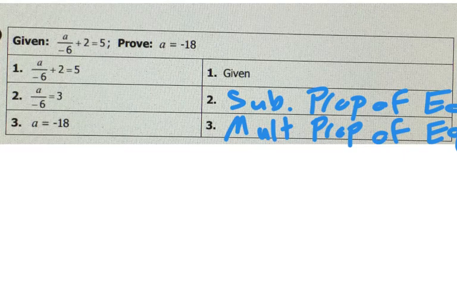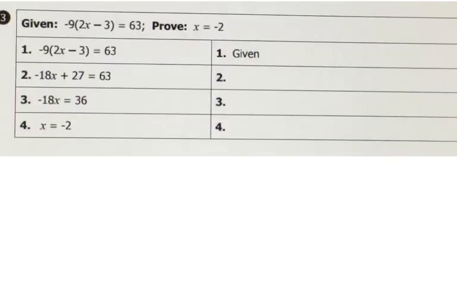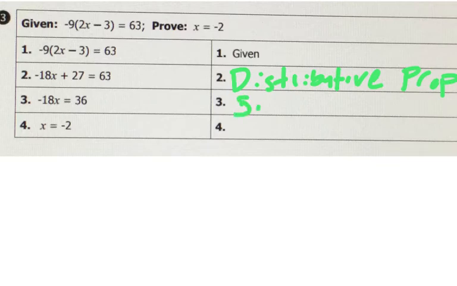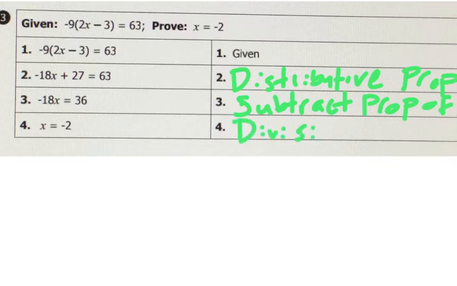These are a lot easier. Any questions? To 2, we did distribute, so that is the distributive property. Then how did we get from 2 to 3? That should be the subtraction property of equality, because we should have subtracted 27 from both sides. And then the last one is the division property of equality.